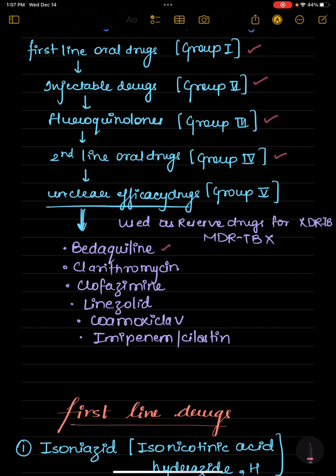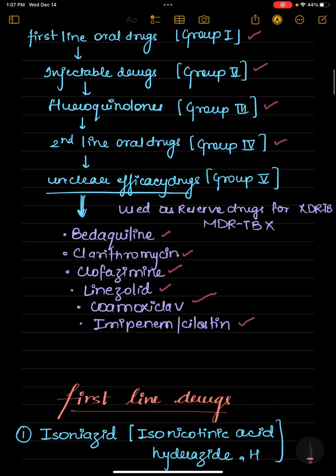bedaquiline, clarithromycin, clofazimine, linezolid, co-amoxiclav, imipenem, and cilastatin. These are used as reserve drugs for extensively drug resistant TB, and they are not used for MDR TB.